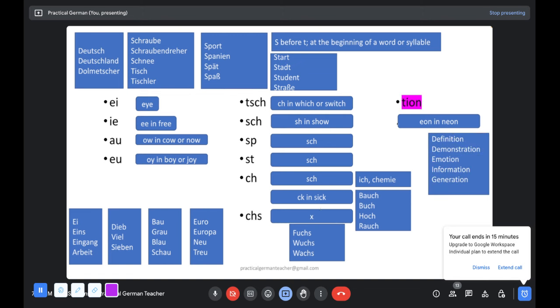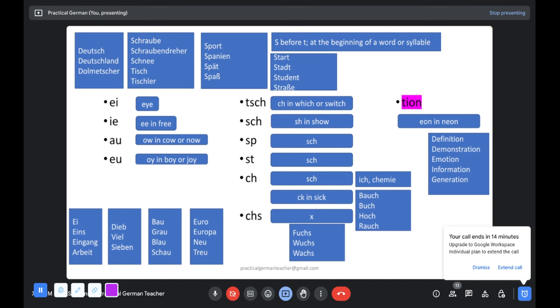Okay. Now we have the "tion" left. Veena, do you want to read? Read the hint. Eon of neon. Neon. Okay. Definition. Not ch. S. Definition. S. Okay. Definition. Not ch. S. Sion. Definition. Okay, so I still hear sh from you. It is s. Go ahead, no problem.